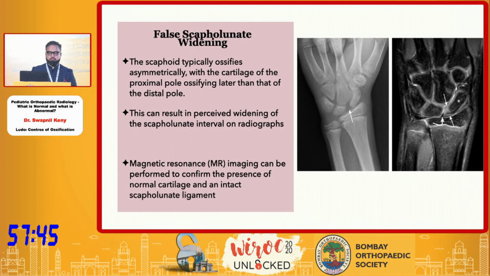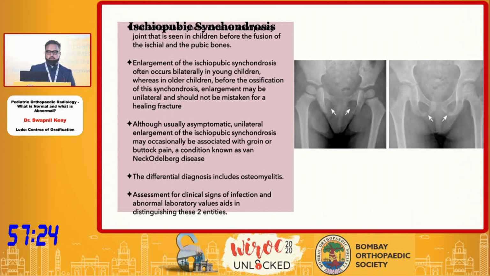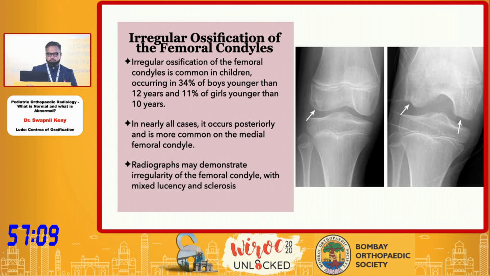A false scapholunate widening can occur because the proximal pole of the scaphoid ossifies a little later as compared to the distal pole, and this interval can sometimes be taken up as an injury to the hand, and an MRI will help you differentiate it. Ischiopubal synchondrosis is seen in smaller children, but usually if their age is on the higher side, and if it is unilateral, it can sometimes be confused as an injury.